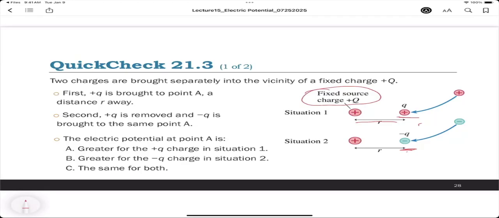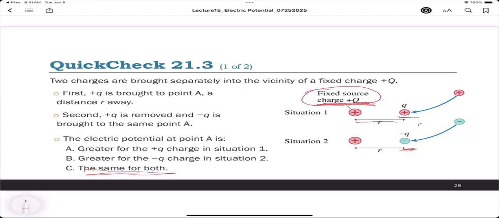Actually, this question is easy. It should be the same for both, because the electrical potential is always there. It depends on the fixed source charge.